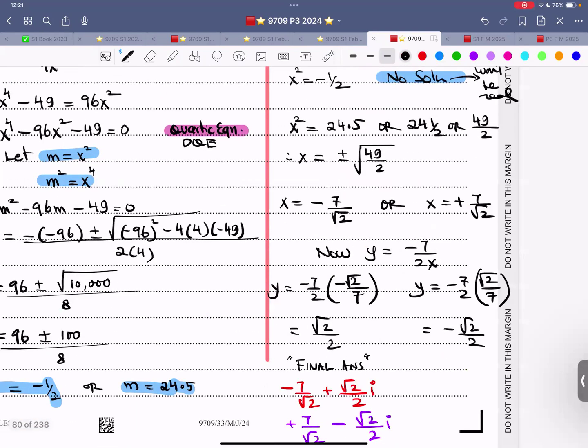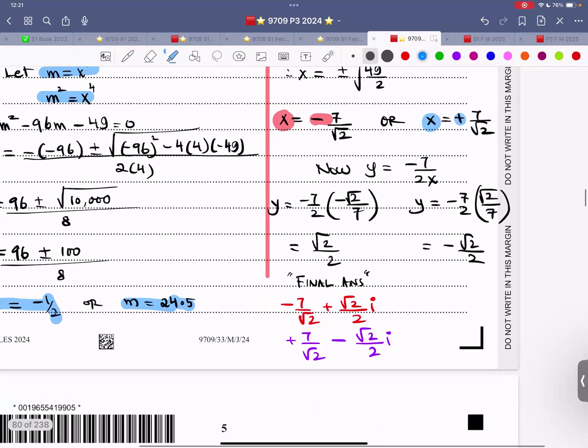x squared is 24.5, which is 49 over 2. I'm working in Form 3. So these are the two answers that I'm getting. One of the answers is x equals -7 over √2. The other answer is x equals +7 over √2.